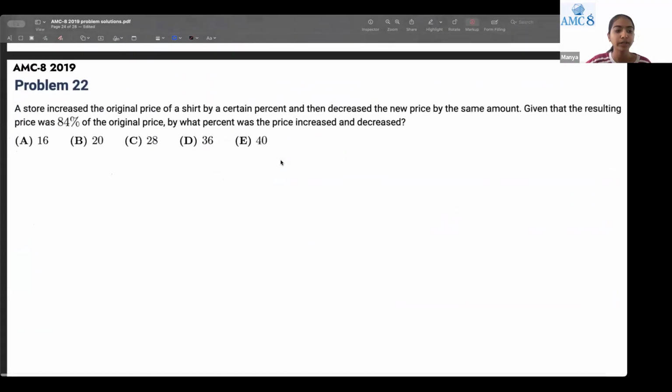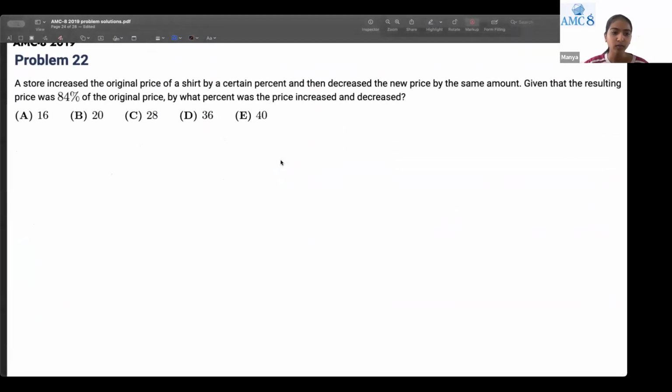Problem number 22. A store increased the original price of a shirt by a certain percent and then decreased the new price by the same amount. Given that the resulting price was 84% of the original price, by what percent was the price increased and decreased? So it was increased by the same amount and decreased by the same amount.